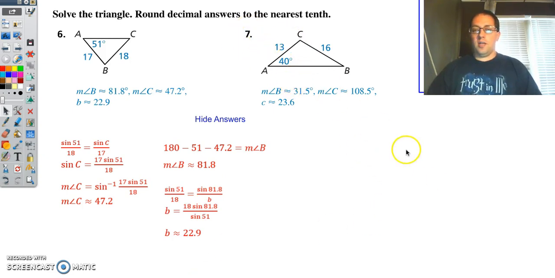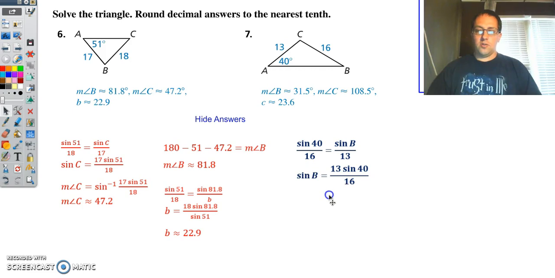Okay, so for number 7, let's see, we have A and a again. So that's our first set of the proportion. And then we have the side opposite angle B, so it would be sine B over 13 for the other one. All right, so we have sine 40 over 16 equals sine B over 13. Cross multiply, take the inverse sine to get rid of that, and plug that into a calculator, and we get 31.5 approximately. So now we have the measure of angle B.